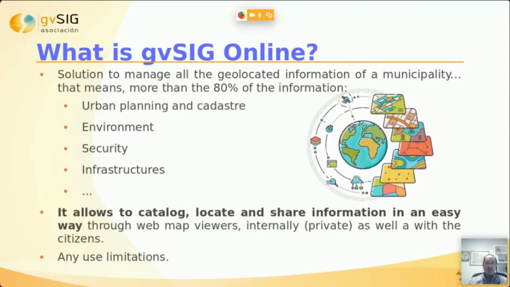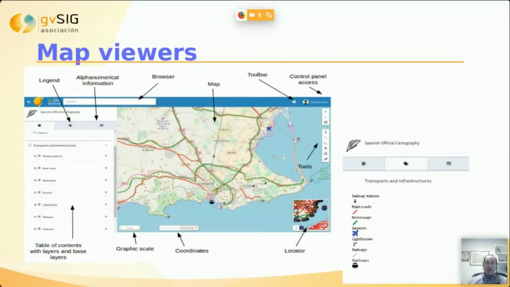So it's very powerful. Here you can see a screenshot. The main screenshot is a viewer with different parts. I will show you a real case later. You have the different layers. You can do queries about the alphanumerical information. You have a browser. We have the map, the toolbar, the coordinates, etc. We can apply legends.